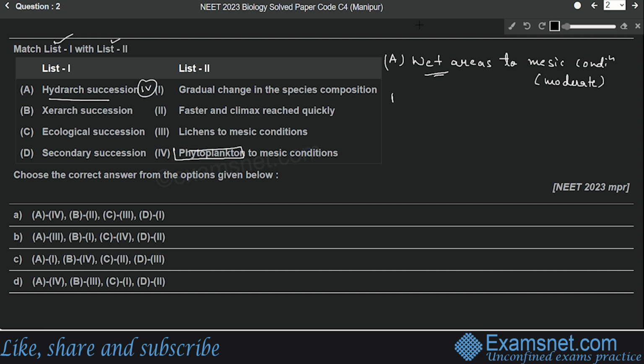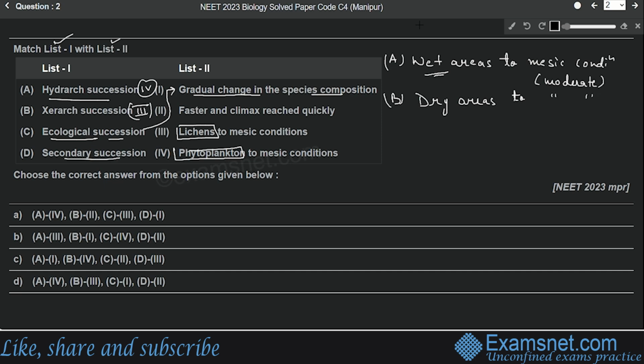Then the second one is xerarch succession. It starts from dry areas such as deserts and rocks, and then again it also moves towards the mesic conditions. Which type of organisms live in dry areas? Lichens are the examples of organisms which live in dry areas such as rocks. So the correct match for B will be number 3. C is ecological succession. Ecological succession simply means gradual change in the species composition. So the correct match for C will be number 1.